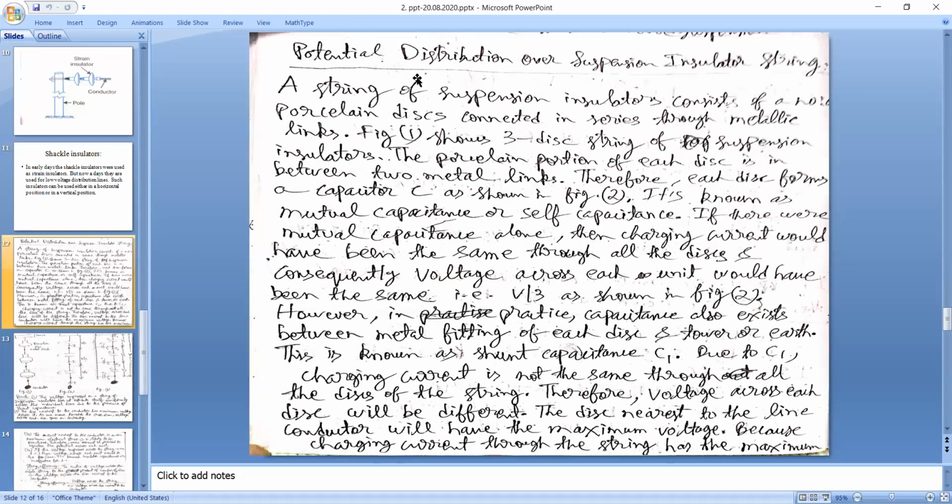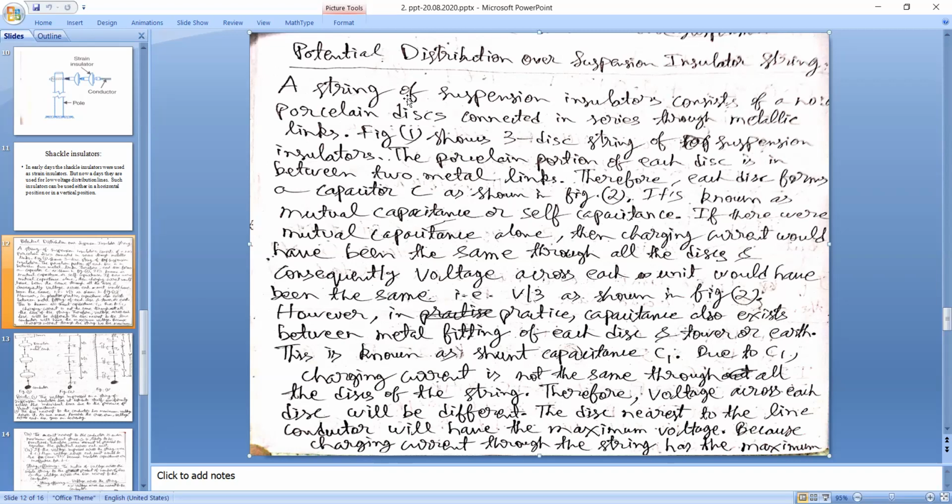Then there comes this little bit of theory. It was written in a very fast format by my hand, I wrote it in very quick time. So I will just give dictation so that you can follow it. Topic name is potential distribution over suspension insulator string. So now a derivation will come, some concepts with respect to your suspension type insulator string.